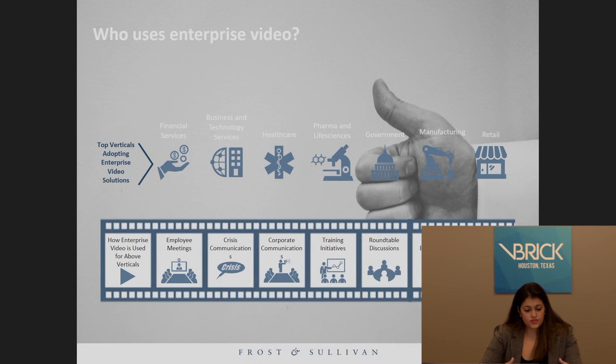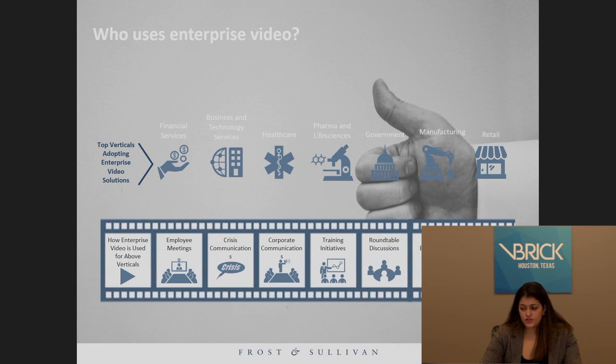Video solutions are vertical agnostic, but we also do see that financial services and business and technology services firms are the earliest and the greatest adopters of video. Commercial banks, insurance companies, investment banks, brokerage firms, buyer side institutions, mutual funds, et cetera, are among those included in the financial services segment. And because it is a heavily regulated sector, the need for compliance training is what we see driving vast amounts of the enterprise video use.